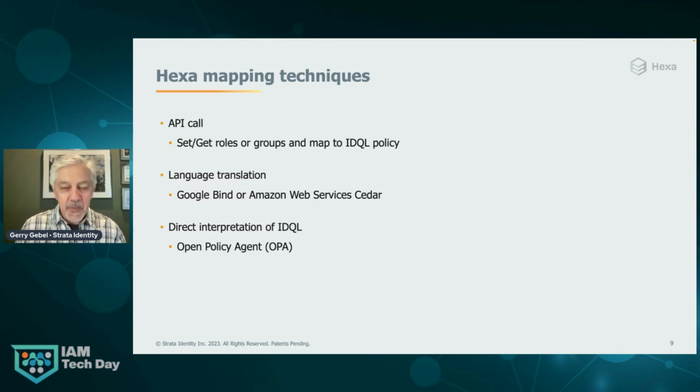The second way we can integrate is to actually translate the language. So translate from IDQL into things like Google's Bind, also known as Common Expression Language, and the new Amazon Cedar policy language. So we'll see in one of the demos our integration with Cedar. And then a third way we've found that can be an interesting way to integrate is to have IDQL directly interpreted by a runtime system. And that is the case with Open Policy Agent and their Rego format. So that's also what we'll see in the demo.